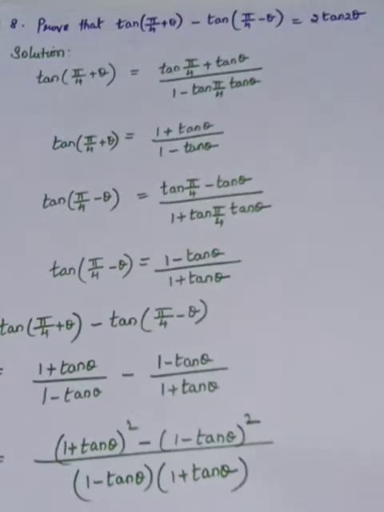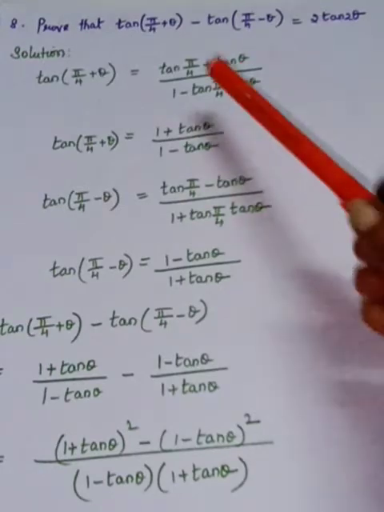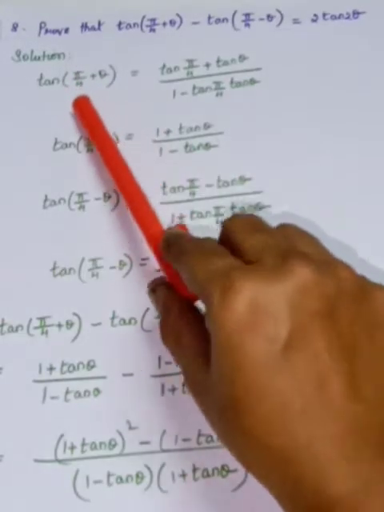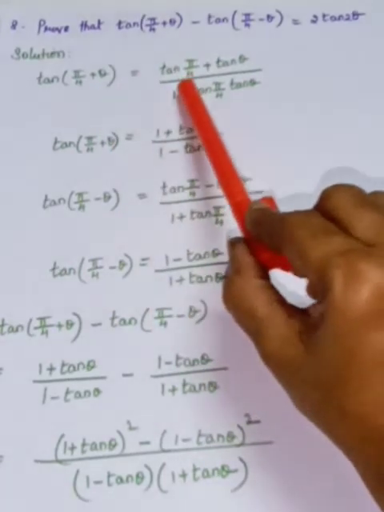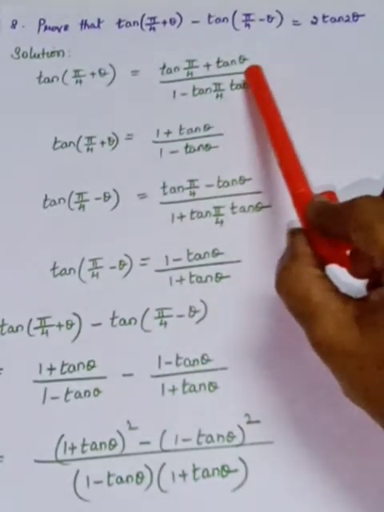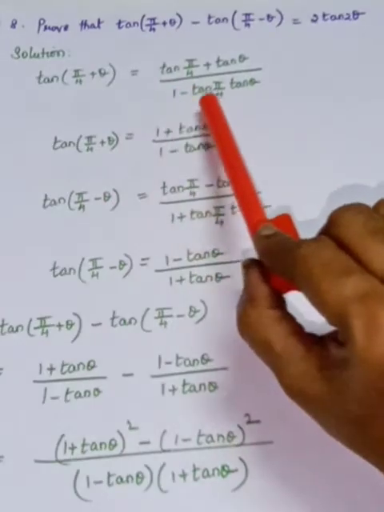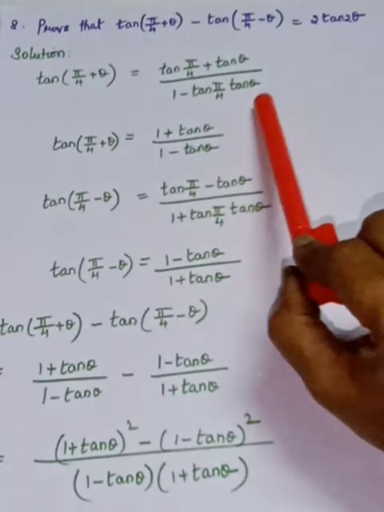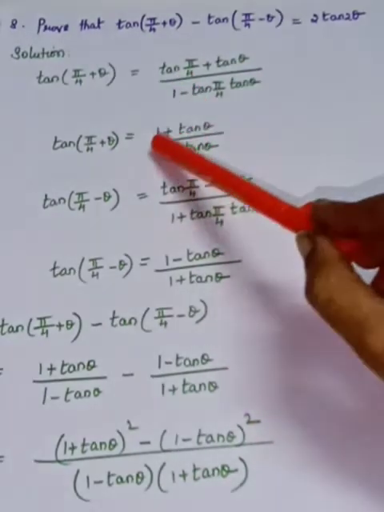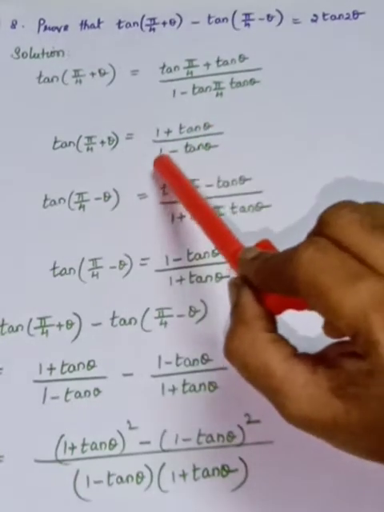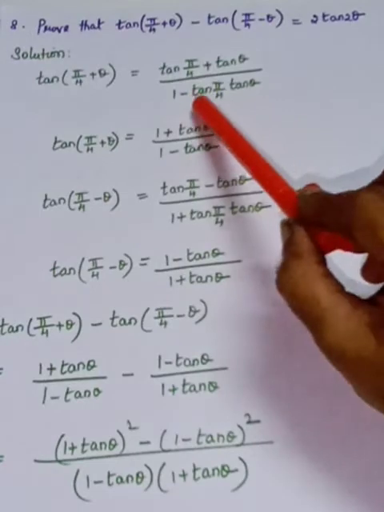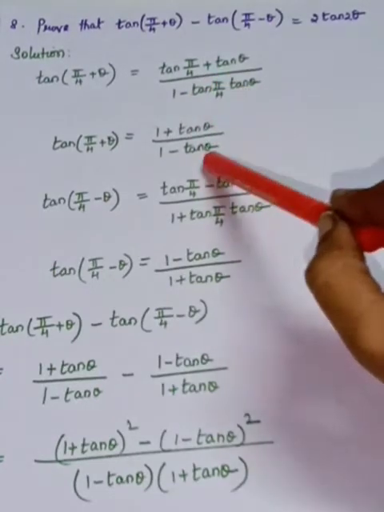So it's a trigonometry identity of tan(alpha plus beta). In the place of alpha, you are having pi by 4. In the place of beta, you are having theta. So it is tan alpha plus tan beta divided by 1 minus tan alpha tan beta. So what is tan pi by 4? It is 1. 1 plus tan theta divided by 1 minus, what is tan pi by 4? It is 1. 1 into tan theta.